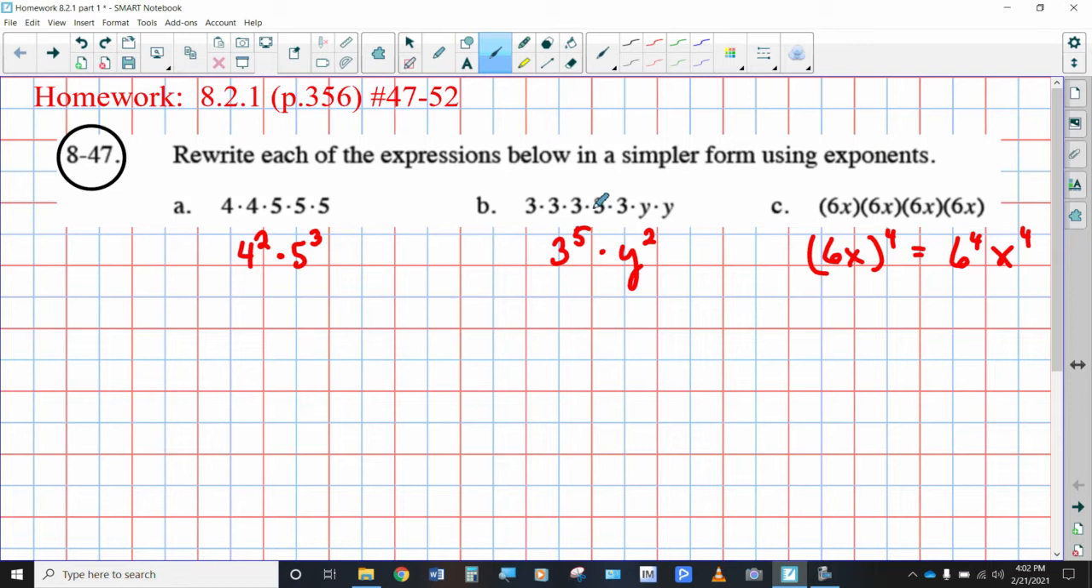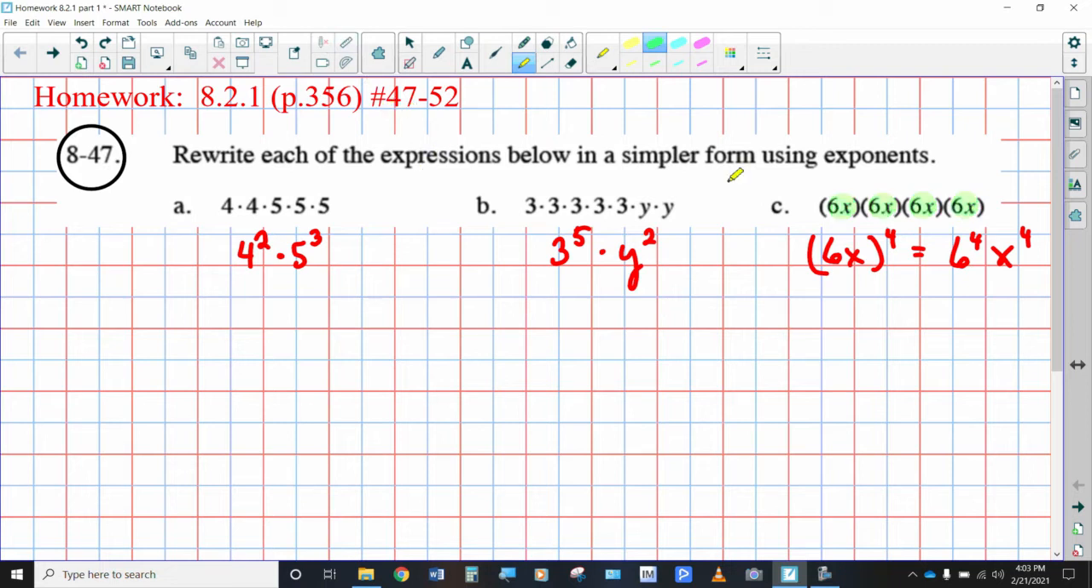Here you got 1, 2, 3, 4, 5, so 3 to the fifth power, y squared. And here, if we use commutative property, we would probably take away the parentheses because there's no reason to have them there. All we're doing is multiplying everything. So there's no reason to give priority for any of the multiplication parts. So you could write it as 6x to the fourth power, right? Because you literally have 4 6x's being multiplied together.